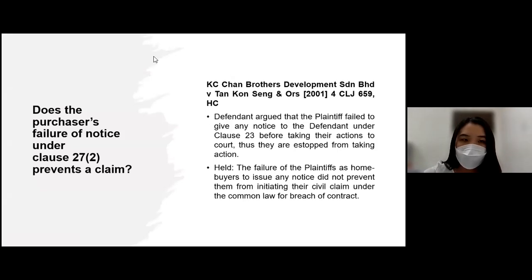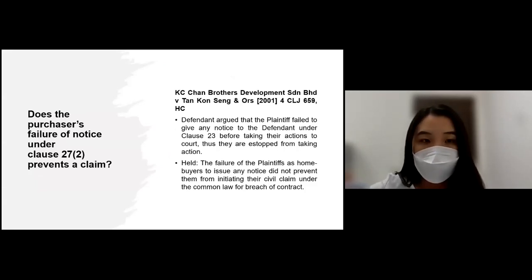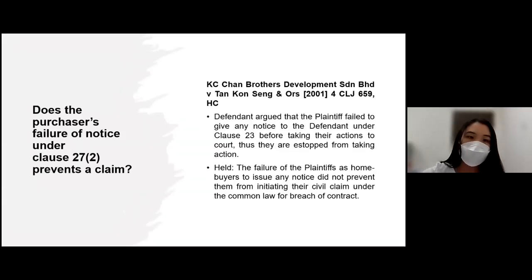As I mentioned just now, before the purchasers proceed to repair the defects on their own, they should first give the developer a notice under Clause 27.2 of Schedule G and Clause 32 of Schedule H. So the question is, does the purchaser's failure to give notice under the clause prevent a claim? Similarly, in Casey Chan Brothers Development Sdn Bhd and Tan Kong Sing and others, the High Court held that the failure of the plaintiffs as home buyers to issue any notice did not prevent them from initiating their civil claim under the common law for breach of contract.